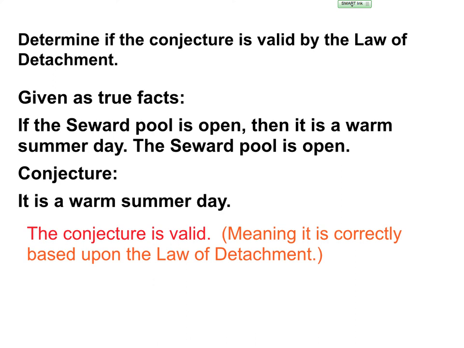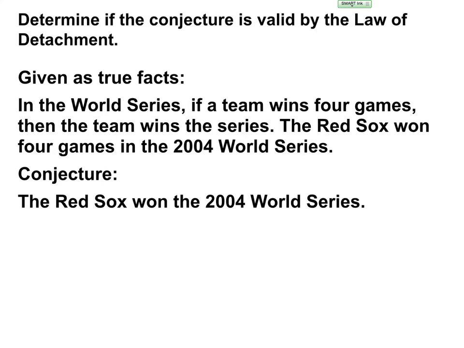Now, how it would be incorrect is if the Seward pool is open, then it is a warm summer day. If another beginning fact I said was it is a warm summer day, and then the pool is open, that would not follow logic correctly. Because up here, I need the hypothesis is true, not the conclusion. So you can't switch the order. Kind of like you can't switch it to a converse and still be true. You have to watch the order.